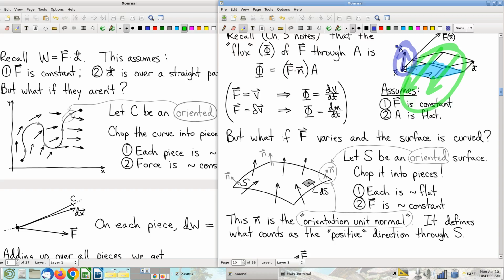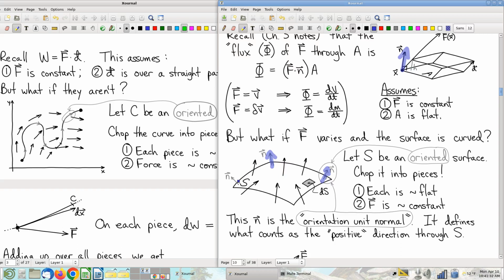So as it is in this picture, we would say the flux is negative, and in this picture, with this flow that way, flux is positive. So what we're going to call the orientation unit normal. Let me put it back here. The orientation unit normal.